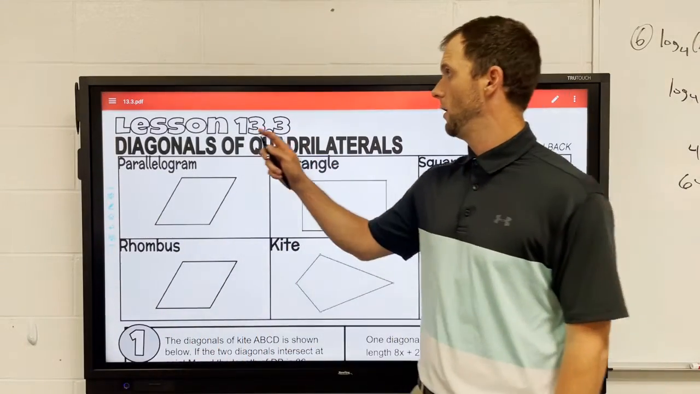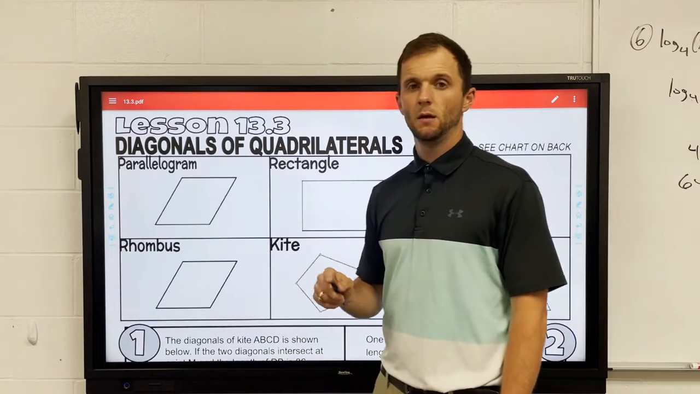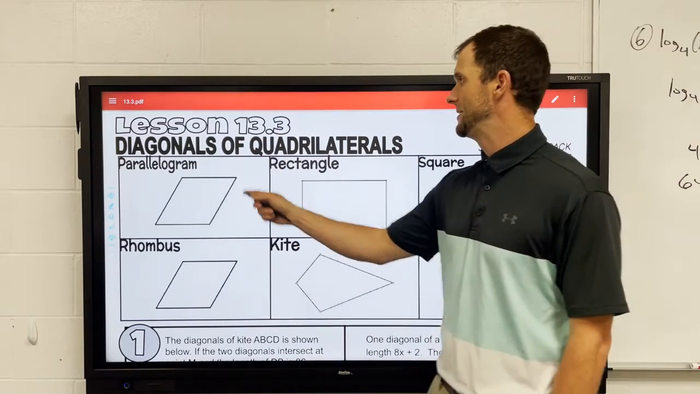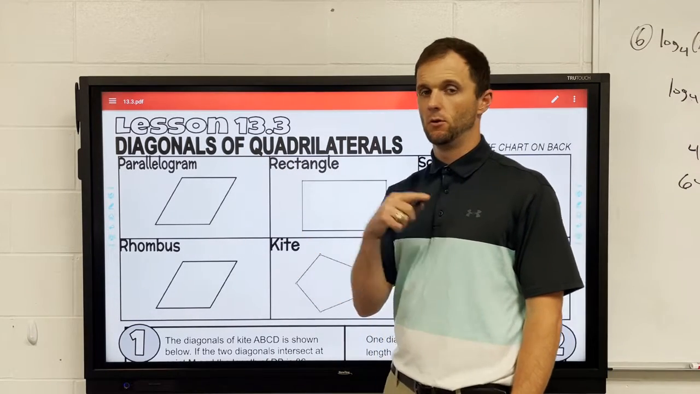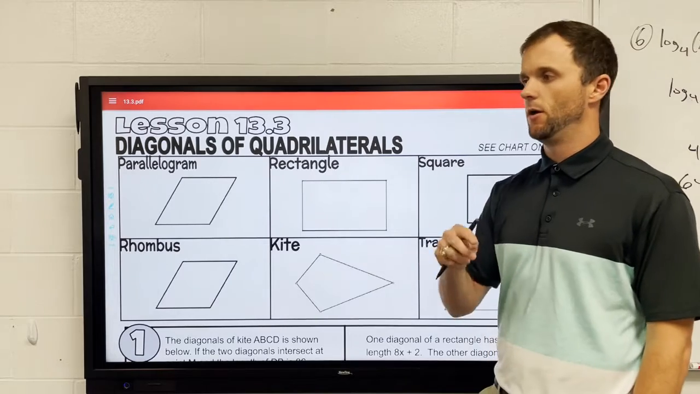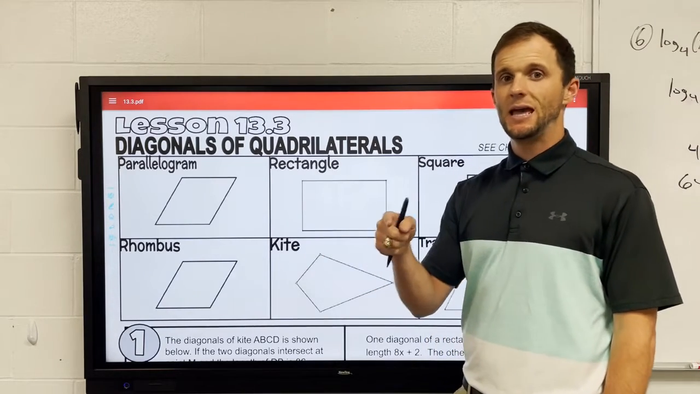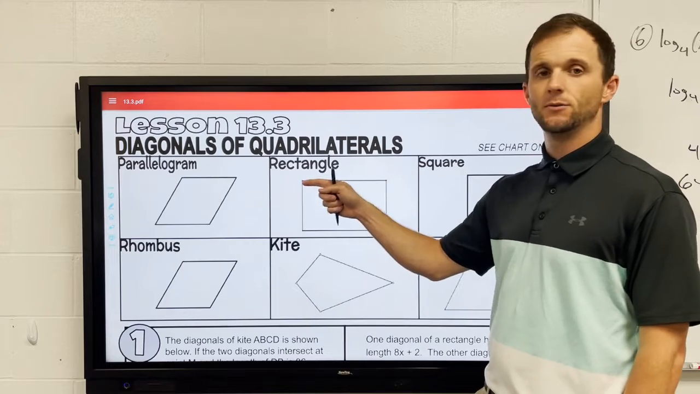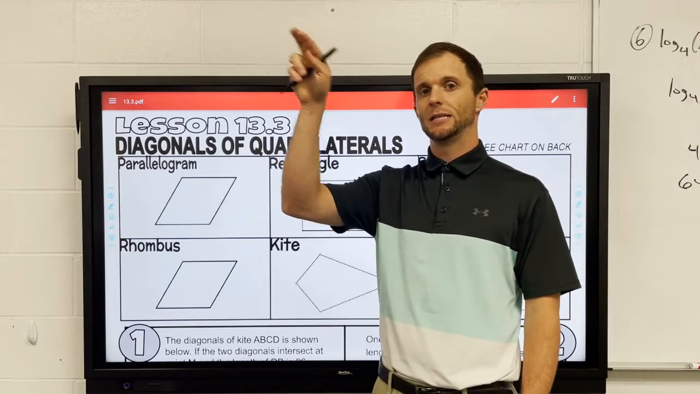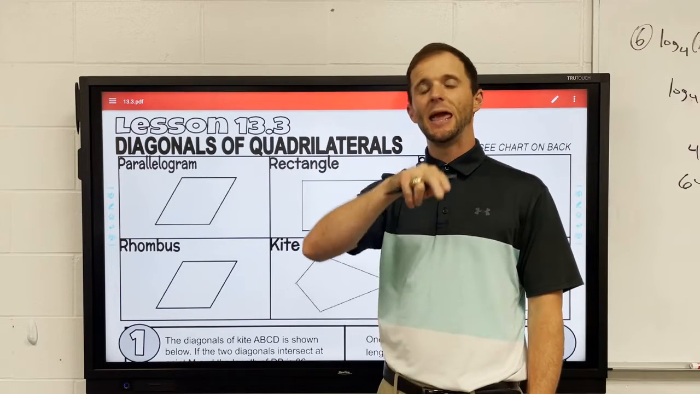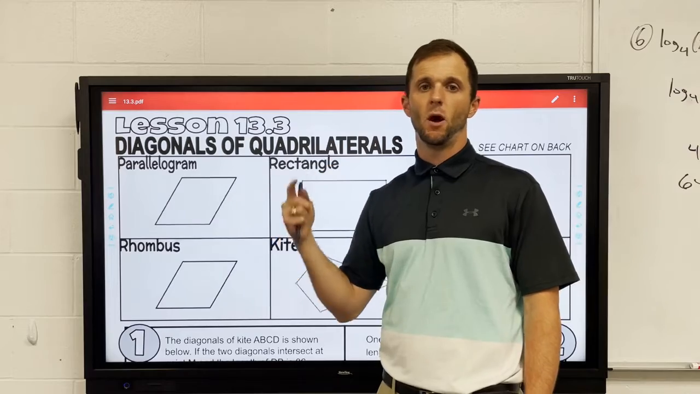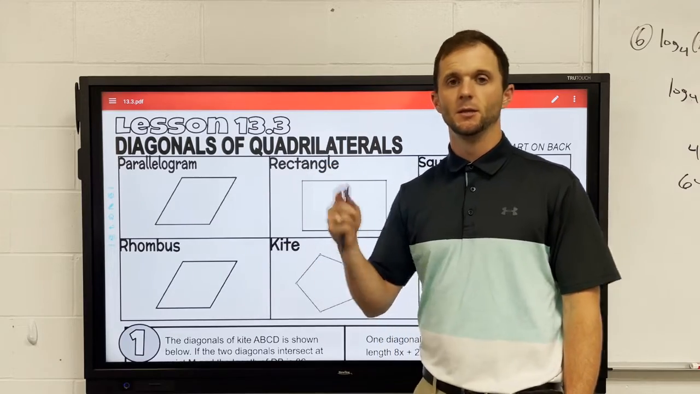Today we're moving further into 13, and we're going to be looking at the diagonals of quadrilaterals. On 13.2 we talked about all the different properties of the quadrilaterals, and today when we talk about diagonals, that's when you connect a line on the opposite angles. So we're going to be looking at the properties of those diagonals today. Let's jump into that.